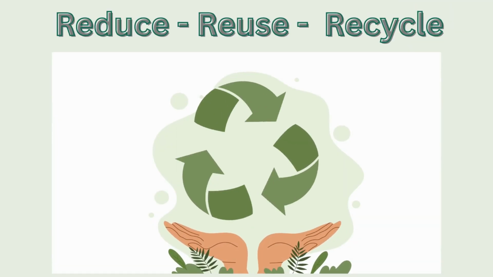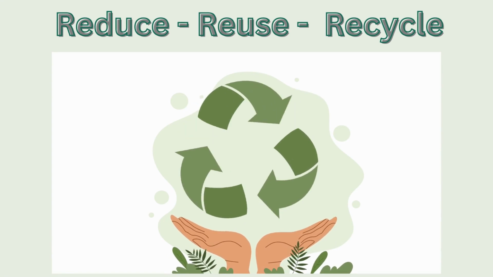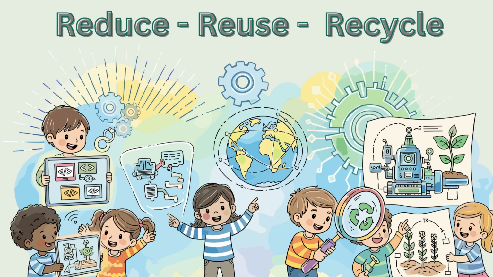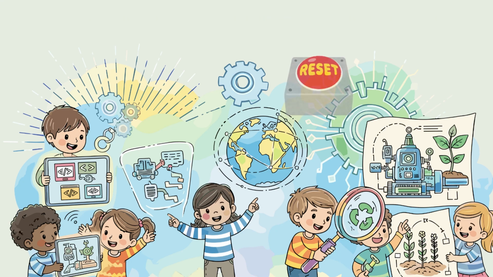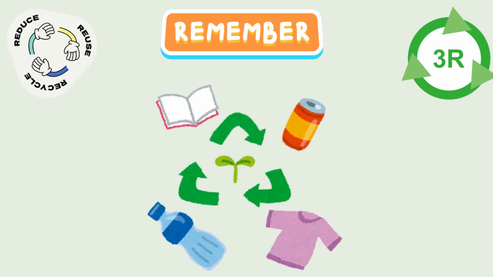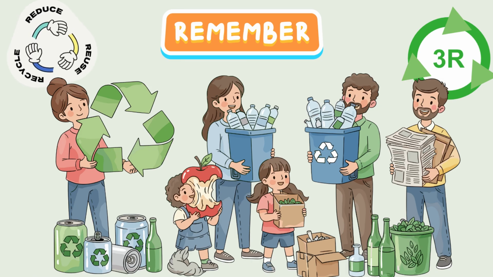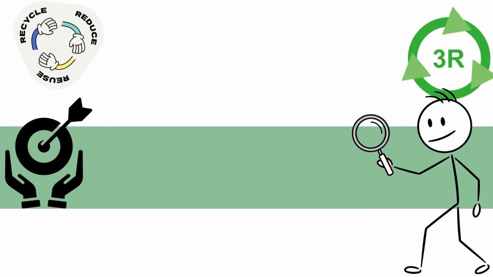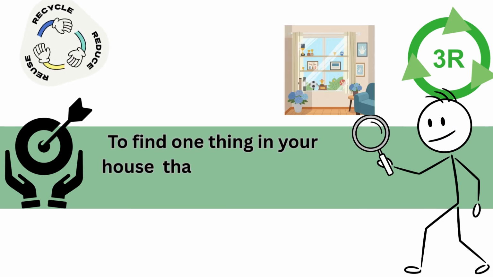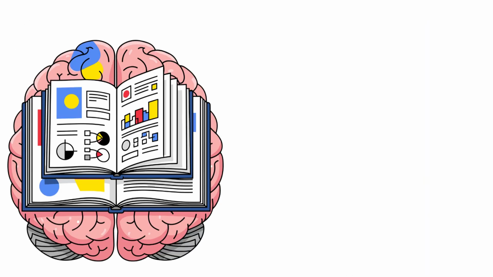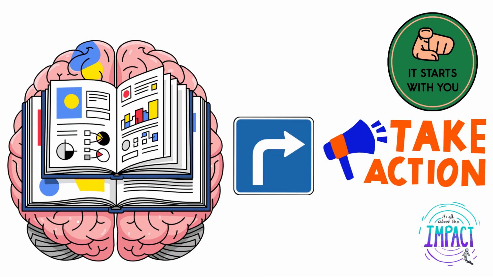So, tiny heroes, let's remember our magic words: reduce, reuse, and recycle. We have learned that our planet does not have a reset button, but it does have the three R's. Remember, reducing is our first choice, reusing is our creative choice, and recycling is our last resort. Your mission today is to find one thing in your house that you can reuse instead of throwing away. Let's turn our knowledge into action.